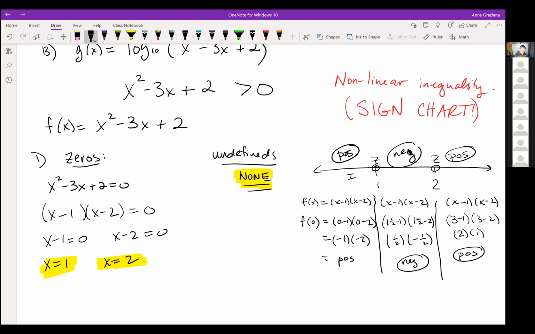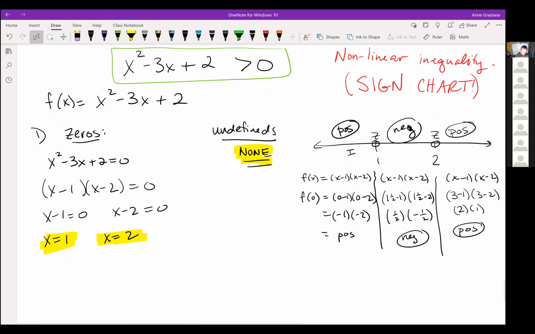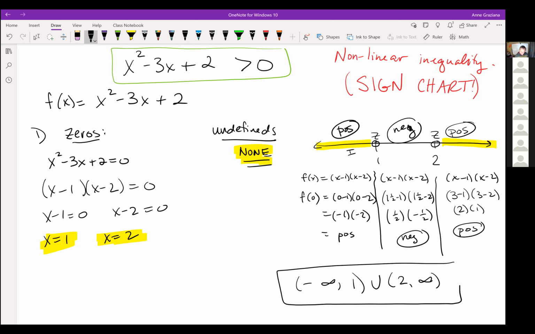Now, my question was this. That is the part that will make the domain good: the possible numbers that work for this function. So I'm going to pick the regions that are positive, these two. So we have -infinity to 1, union with 2 to infinity. And there's my domain. Any questions?